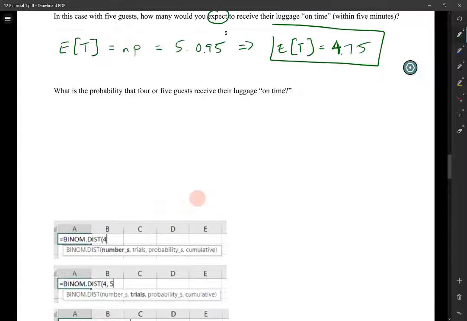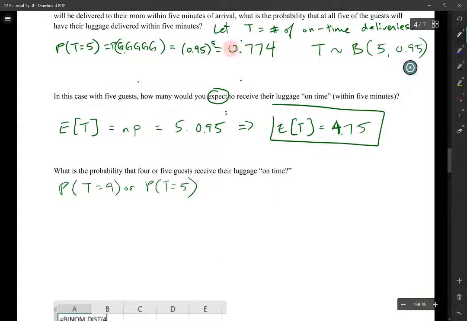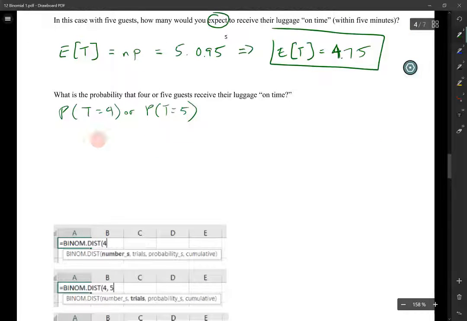On the other hand, what we really want is the probability that t is equal to 4, or the probability that t is equal to 5. But we already know the probability of 5, and so really we just need to find the probability that it's 4 and add them together. And oh, by the way, Excel just told us the answer. But you know, we might want to try to think about it.